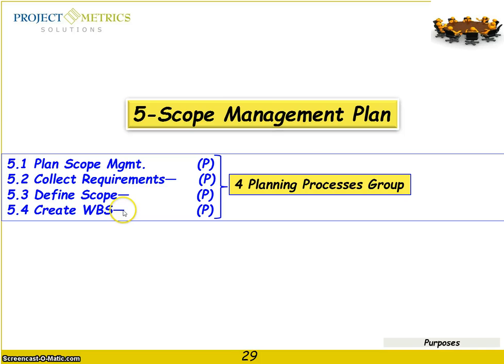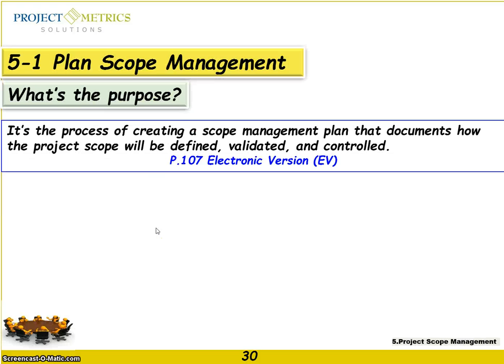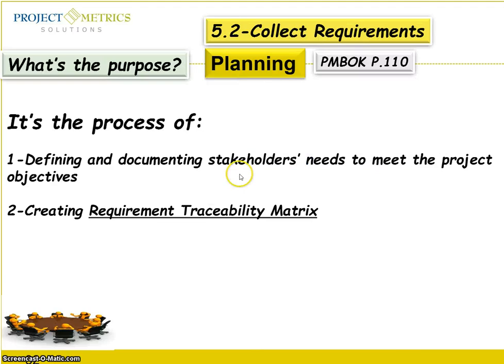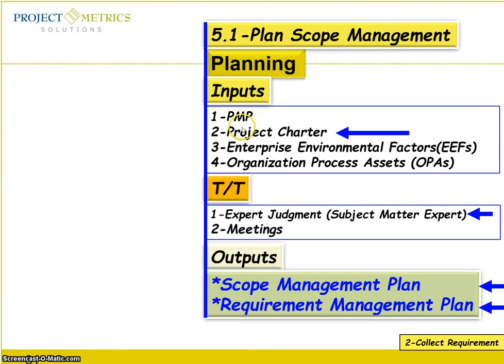Now, what are the 4? Let's start with the plan scope management. It is the process of creating a scope management plan that documents how the project scope will be defined and validated. And you can look at it on page 107 if you have the electronic version. And again, you're going to see here the inputs, tool and technique, and the outputs. The outputs here are the scope management plan and requirement management plan.